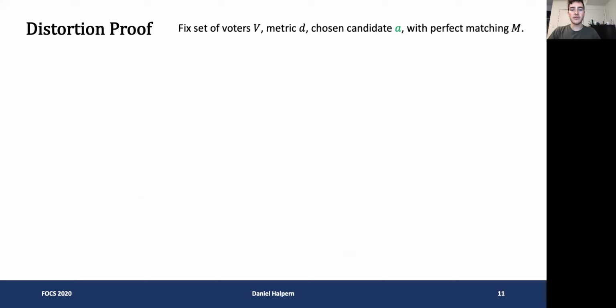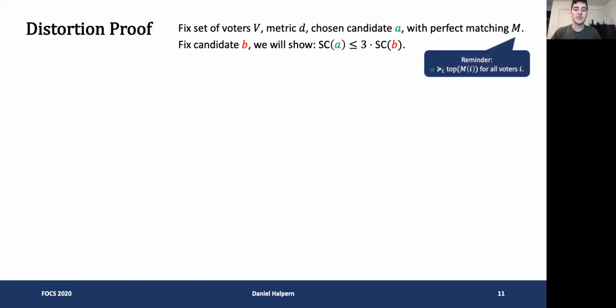So for this proof, let's fix a set of voters V, metric D, and let's suppose we choose a candidate A that has a perfect matching in their graph, M. Now let's fix some other candidate B, where our goal will be to show that the social cost of A is at most 3 times the social cost of B. Since B was arbitrary, this will prove our approximation ratio.